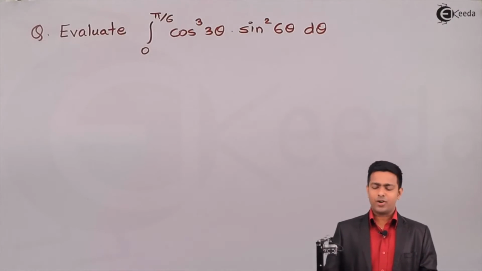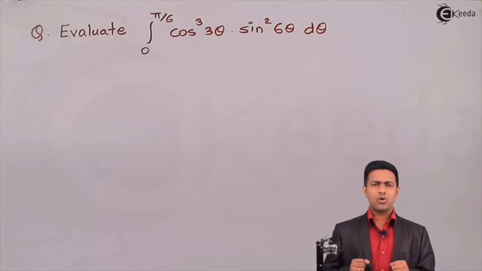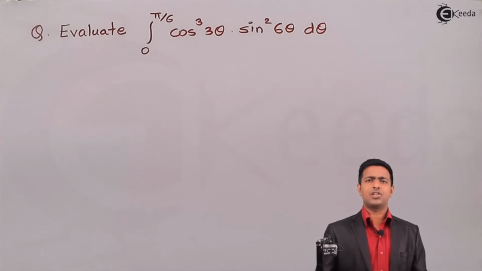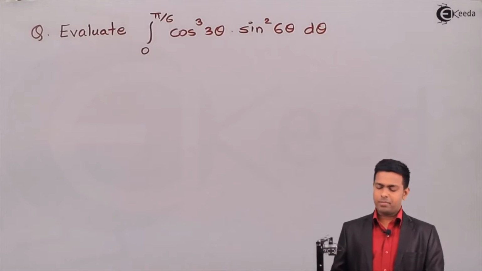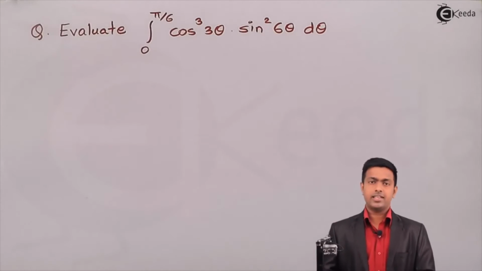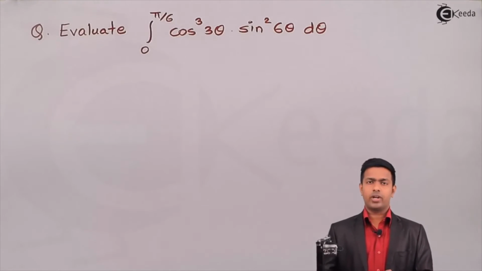So here we are going to see the concept of beta function, and we are going to solve a numerical which is based on the concept or the definition of beta function. Here we have a problem: integration from 0 to pi by 6 of cos cube 3 theta sine square 6 theta d theta, and we have to evaluate the value of this integration. Now the question is how to get the answer.